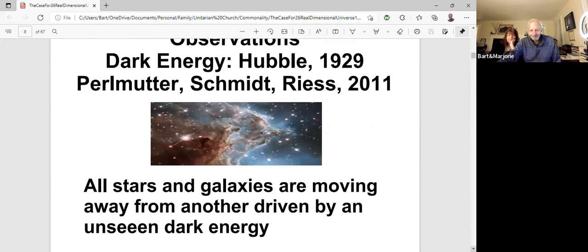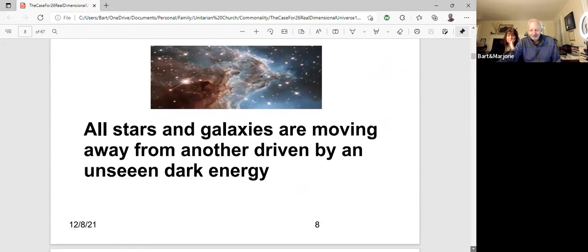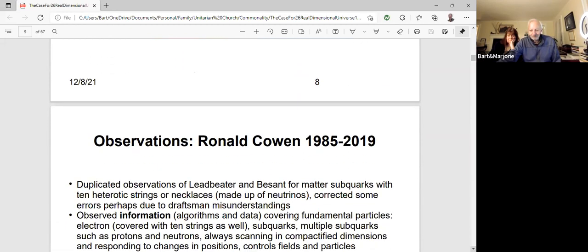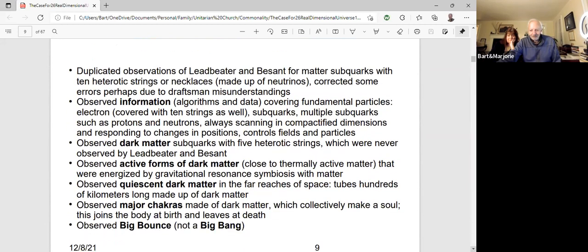And then the observations that all the galaxies and stars are moving away from one another that Edwin Hubble saw in 1929. And these other guys got the Nobel Prize in 2011 for showing that not only were they moving away, but they were accelerating as they were moving away from us. And so that led to the summary of all of the things that Ron observed here.